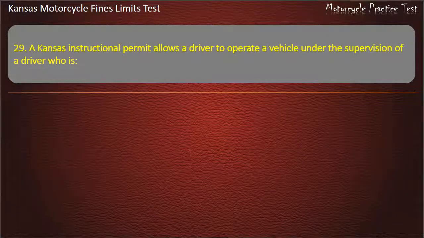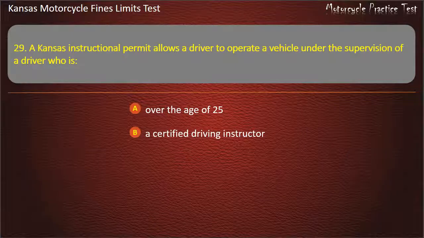Question 29. A Kansas instructional permit allows a driver to operate a vehicle under the supervision of a driver who is over the age of 25. A certified driving instructor. Over the age of 21. A parent. Answer. Over the age of 21.